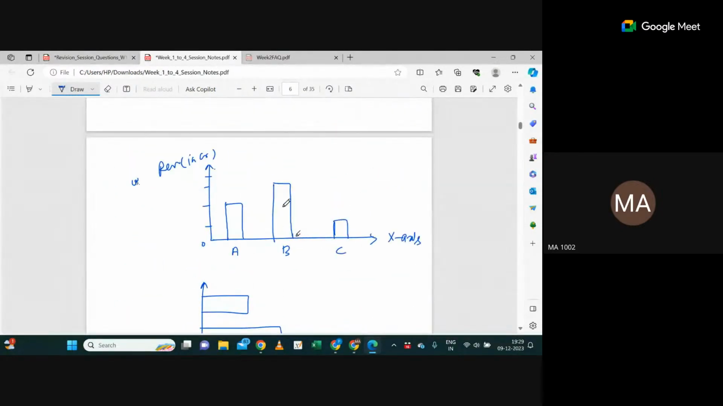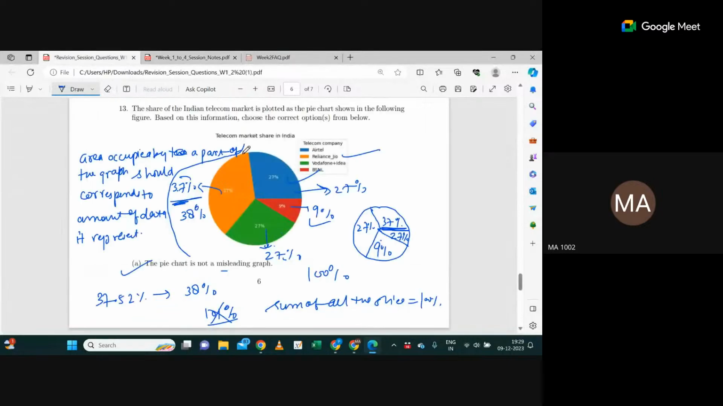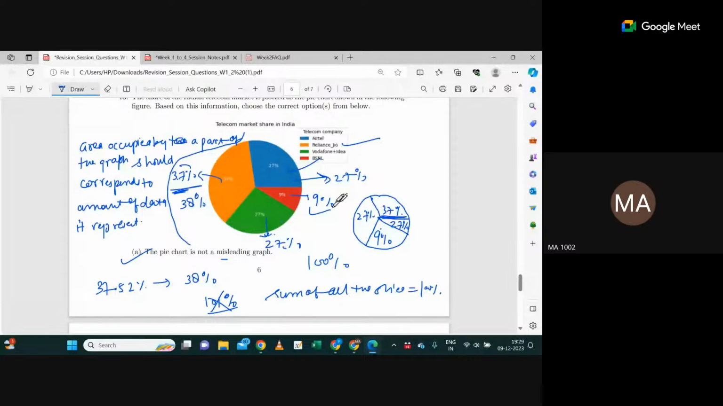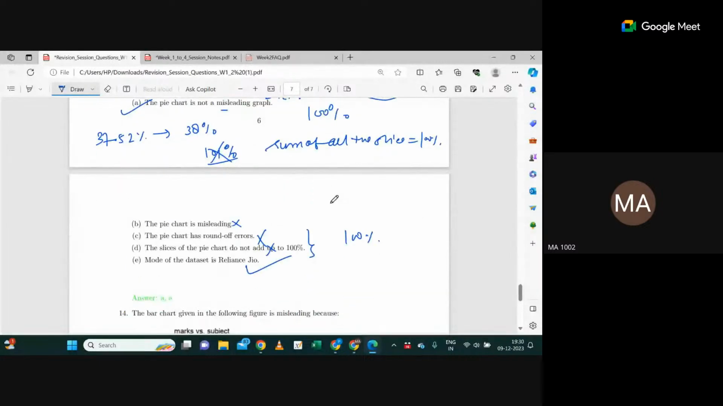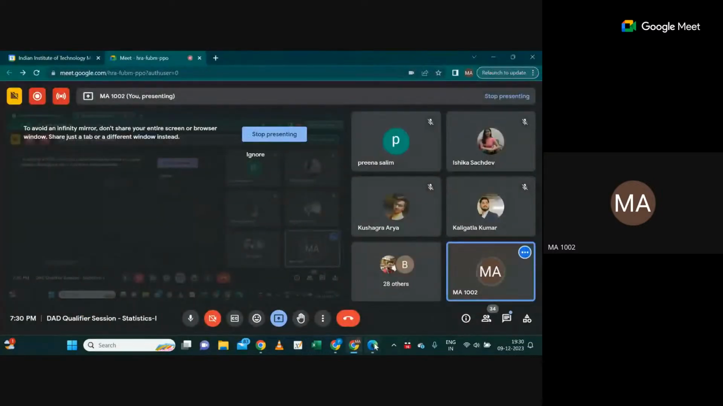In this case, suppose I ask what is the mode? The mode will be company B. Yes or no? Because it represents the maximum number of occurrences. Is this clear? Will you be able to identify the mode from the given chart? Is this clear, or any doubt? Okay, great.